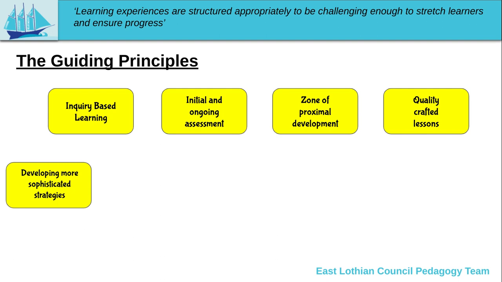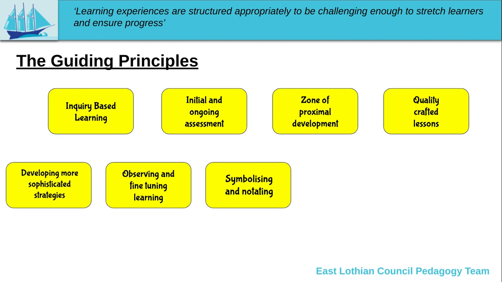Developing more sophisticated strategies. For this principle, the teacher needs to have an understanding of a learner's numerical knowledge so that they can then develop more sophisticated strategies. Observe and fine-tune learning. We use our observations and then make micro adjustments or fine-tune our teaching in that moment based on those observations.